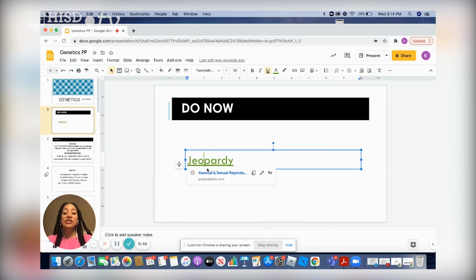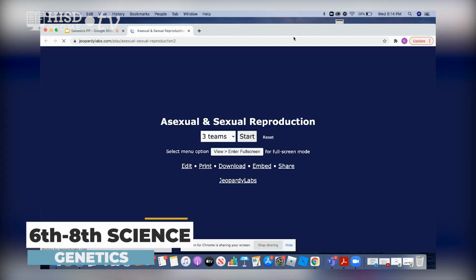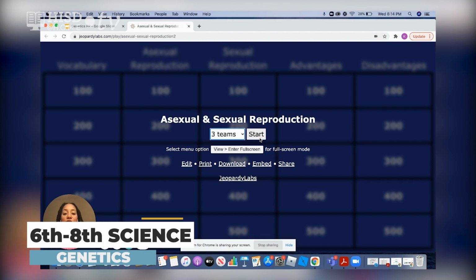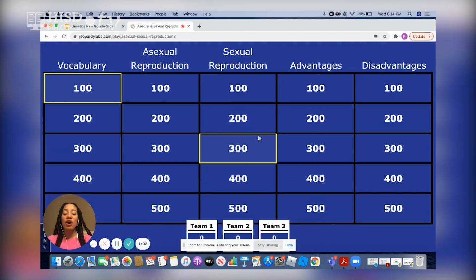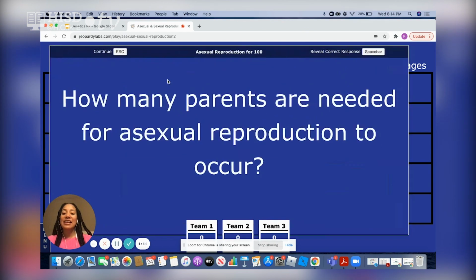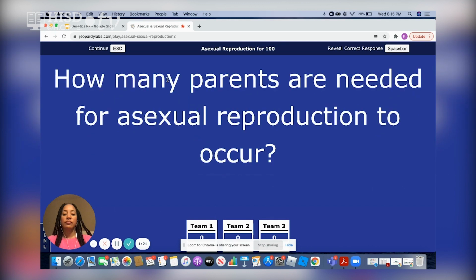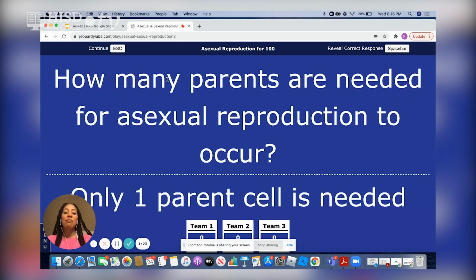So for today's warm-up, we are going to play a little bit of a Jeopardy game just to make sure that we remember what we learned last week in preparation for our STAR assessment, which we will be taking in May. So there are several categories, and I'm just going to pick a random one. So we'll start with asexual. And the question I have for you, how many parents are needed for asexual reproduction to occur? Only one parent is needed. Very good.